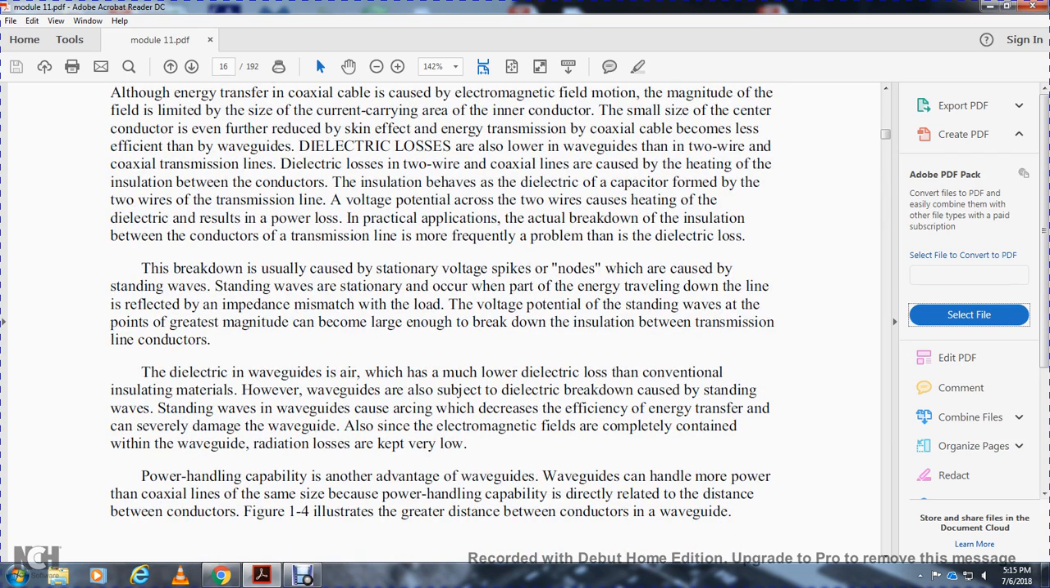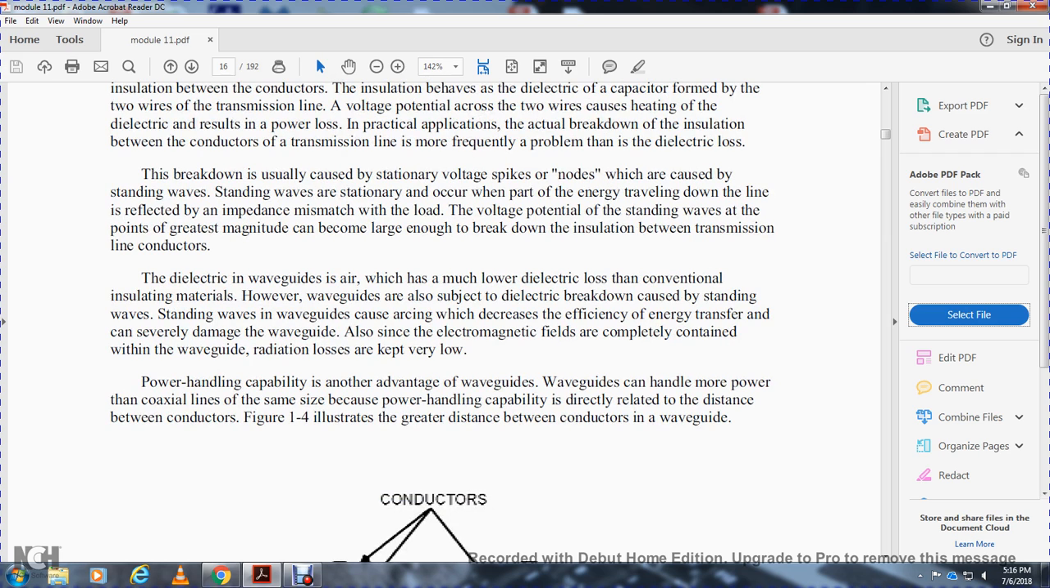The breakdown is usually caused by the stationary voltage spikes or nodes, which are caused by standing waves. A standing wave is a stationary pattern that occurs where part of the energy traveling down the line is reflected by an impedance mismatch with the load. The voltage potential of the standing wave at the points of greatest magnitude becomes large enough to break down the insulation before the transmission line conductors. The dielectric in waveguides is air.